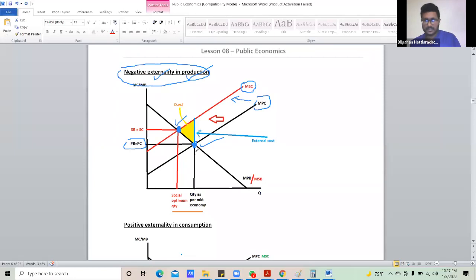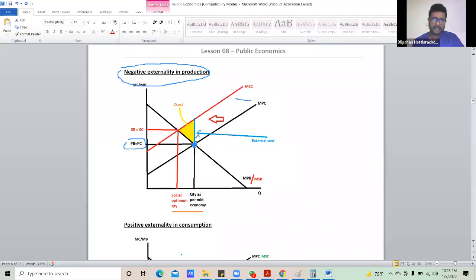This is a bad product. This is a product which creates a cost to the society. So why don't we reduce the supply? Why don't we reduce the production? That is what we are doing over here. Why don't we increase the price? Because it's a bad product. So after doing these changes, this is the new equilibrium. We can settle it down. Okay, clear? Right.